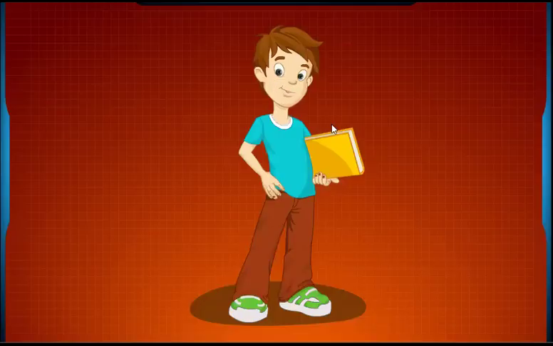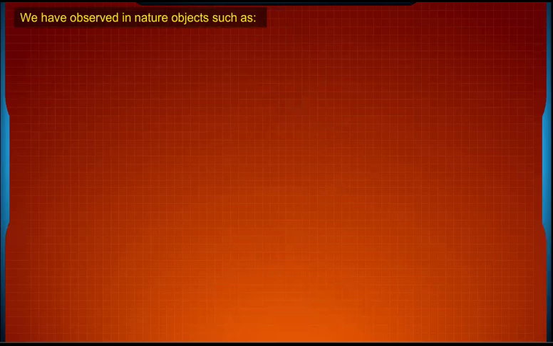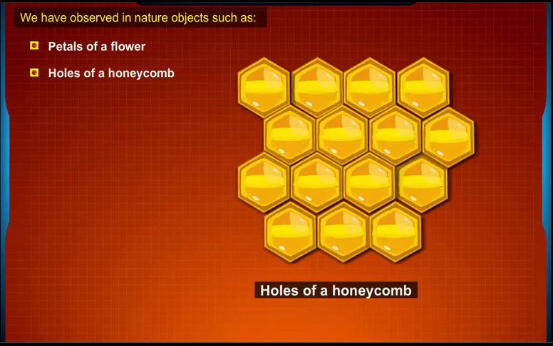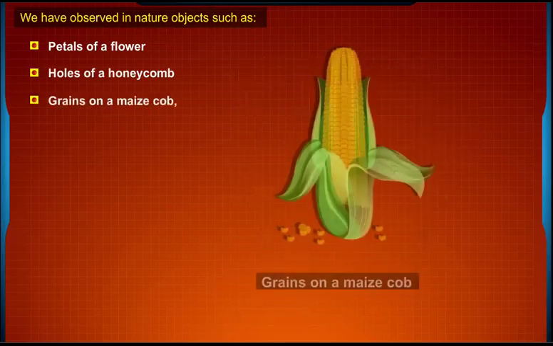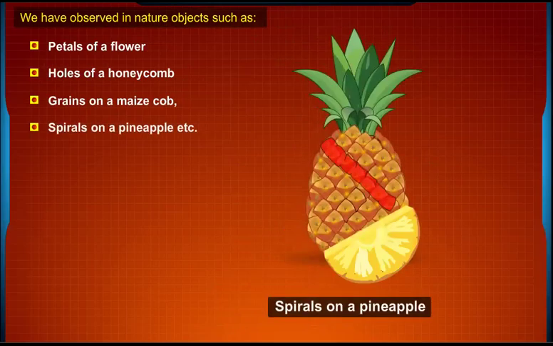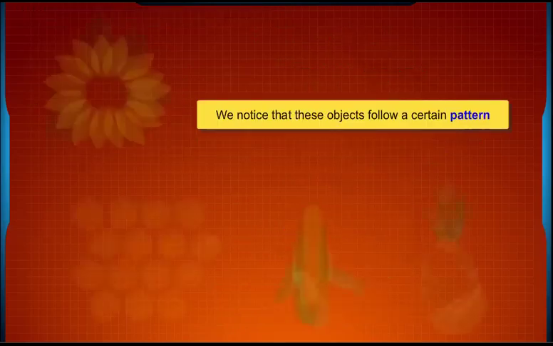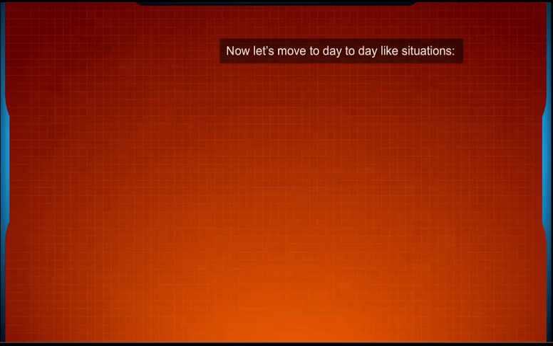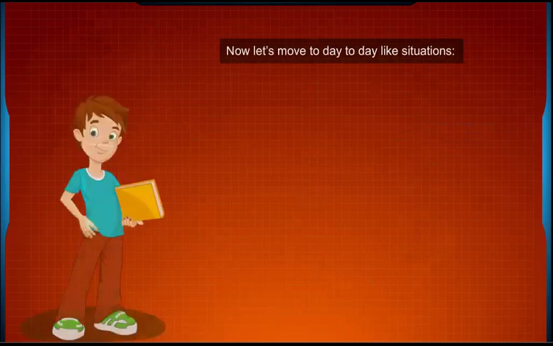Let's begin this chapter with some examples. We have observed in nature objects such as petals of a flower, holes of a honeycomb, grains on a maize cob, spirals on a pineapple, etc. We notice that these objects follow a certain pattern. Now let's move to day-to-day life situations.